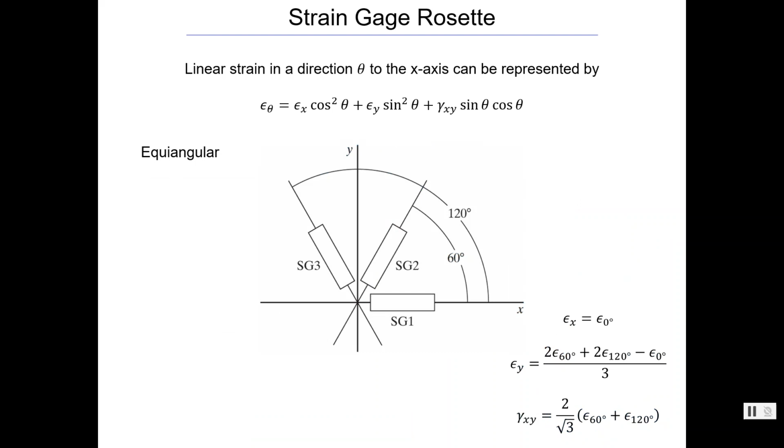So that other type of strain gauge rosette is equiangular. It's this one here. So here we just don't have them aligned to the X and the Y direction. The X direction is still just this gauge, but for Y, we need to use all three. And for the shear, we need to use the 60 and the 120. And then all three of those get used up here to find the strain in any particular direction.